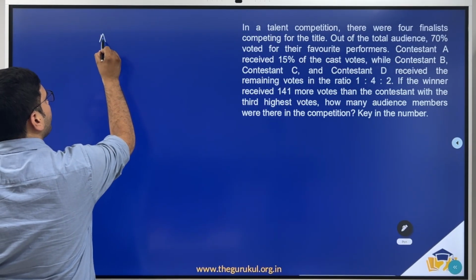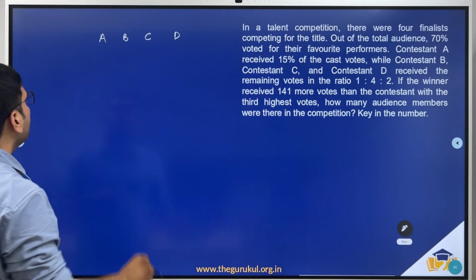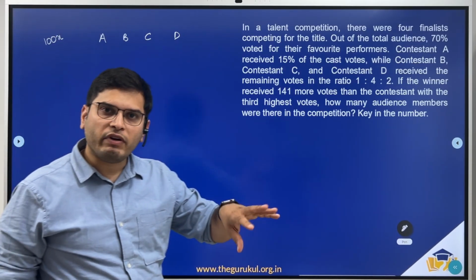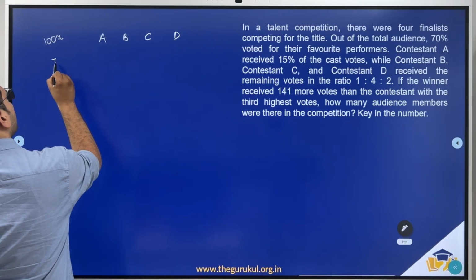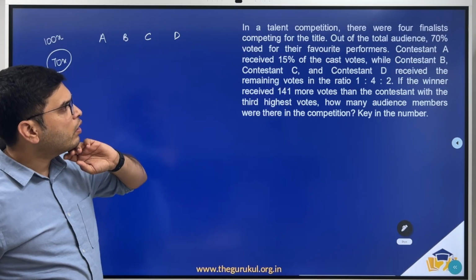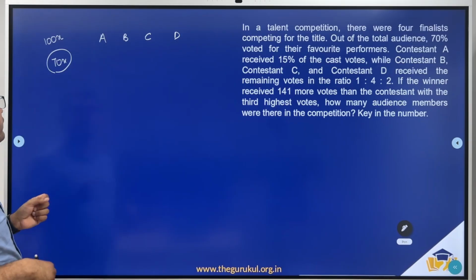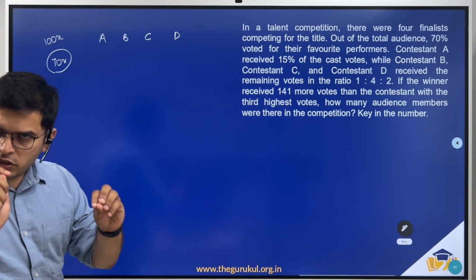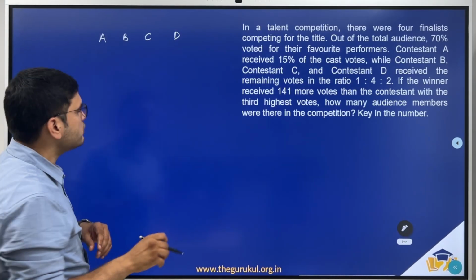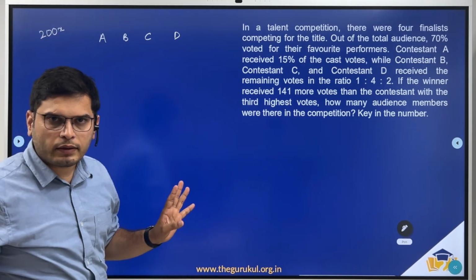So we have 4 participants, A, B, C and D, right? Now let the total number of audience be 100x, out of which only 70% voted. So 70x. Now out of this 70x, 15% cast their votes to contestant A, right? So 15% of 70x, that will be in decimals. Just to avoid decimals, instead of considering the total number of audience as 100x, I'll be considering the total number of audience as 200x.